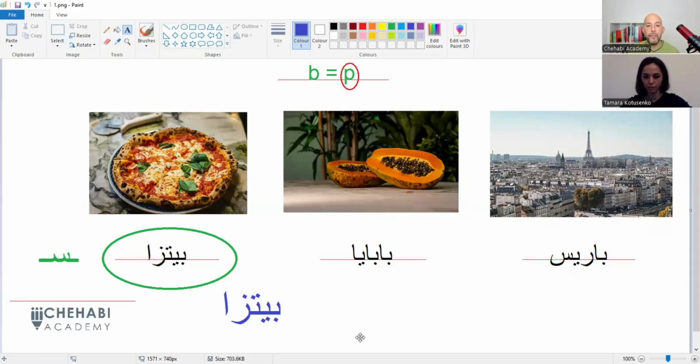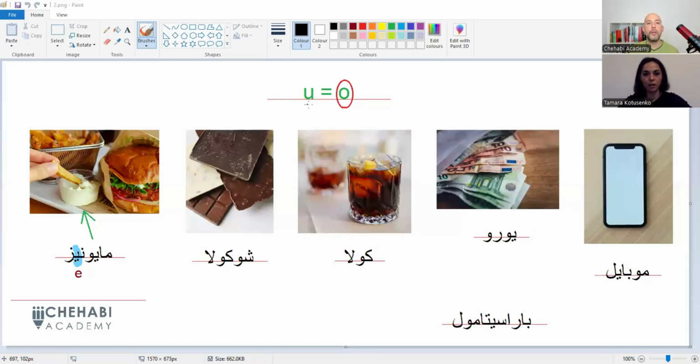Let's see the next page. Here we see the U equals O. Let's read also from right to left. Mobile. Yeah, you write mobile, you read mobile. Next one. Remember, at the beginning of a syllable or at the beginning of a word, it's considered a Y. This is not an E, it's a Y. So it is yo, ro. Euro. We write euro, we read euro.